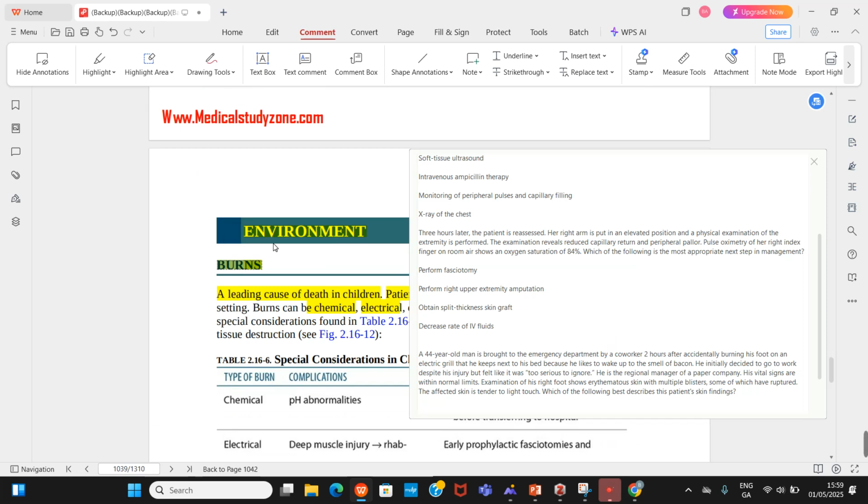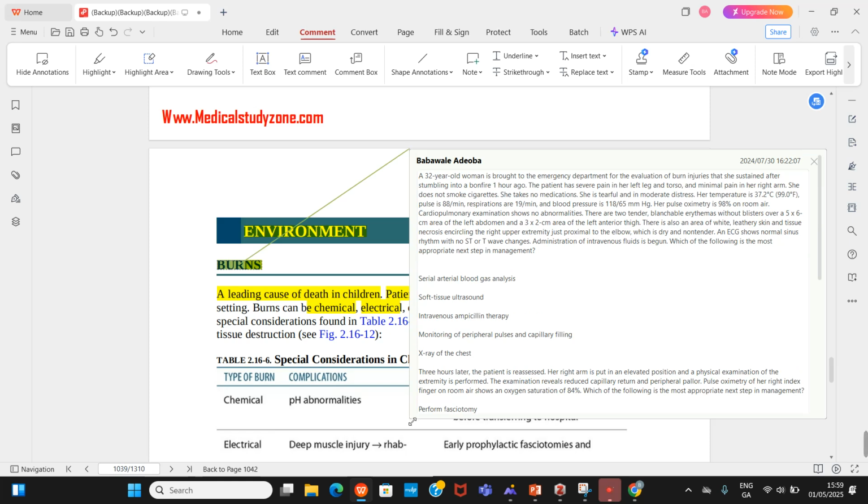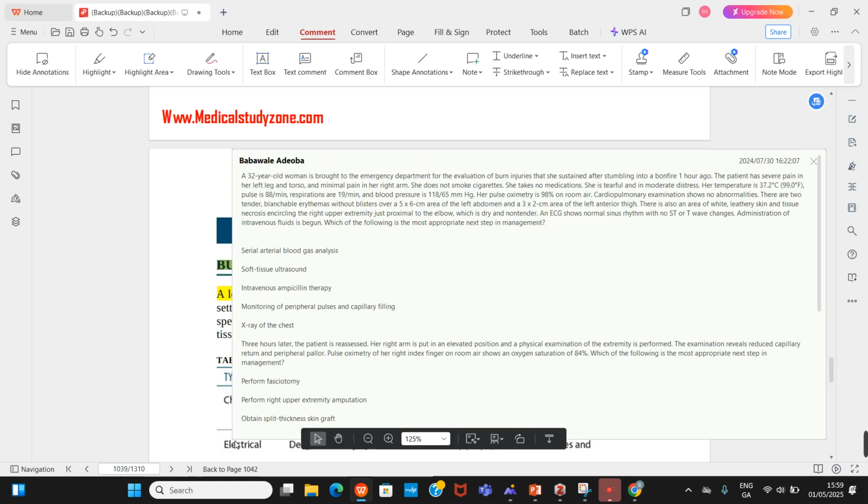So there's a question here. This is a 32-year-old woman who is brought to the emergency department for evaluation of burn injury that she sustained after stumbling into a bonfire 1 hour ago. The patient has severe pain in her left leg and torso and minimal pain in her right arm. She does not smoke cigarettes.